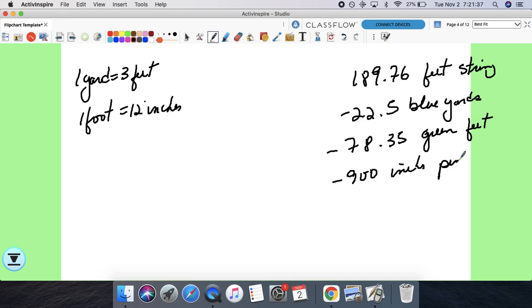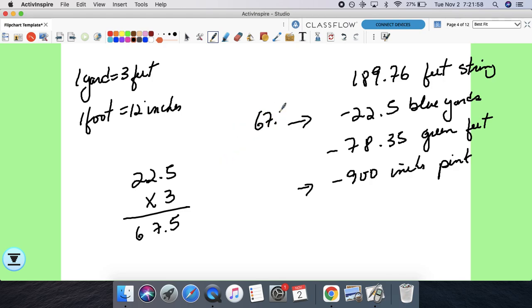Of pink. So what you have to do is obviously change this one and this one from yards and inches to feet. So I'll do that over here. Again, 22.5 yards. We want to change it to feet. Just multiply that by 3. We get 67.5. So this becomes 67.5 feet.